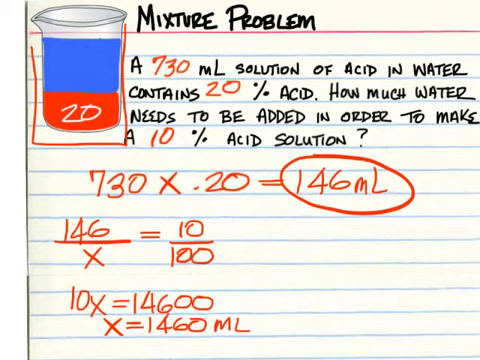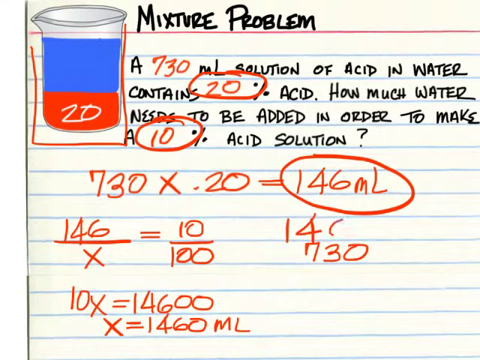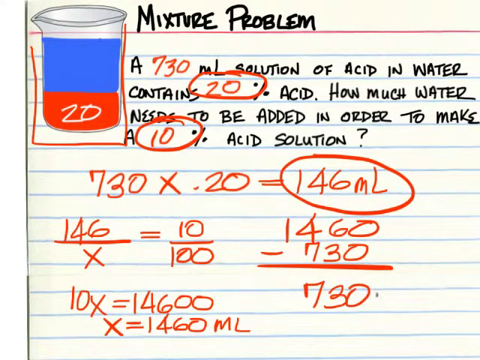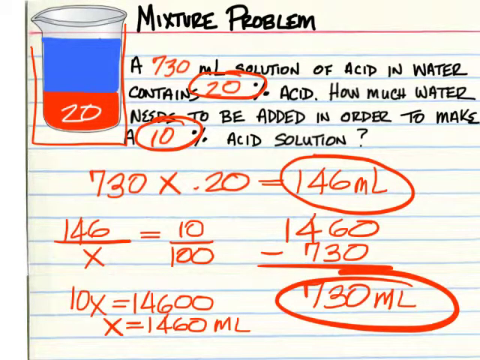730 milliliters. Now we have to add a certain amount of water to that to make this a 10% solution, to where it's 10% of the contents of the container. So if we started with 730, but we need to raise the volume up to 1460, when you do that subtraction, you can figure out the difference, and that's how much water is to be added. 1460 minus 730 is 730 milliliters. That's how much water must be added to make a 10% solution.